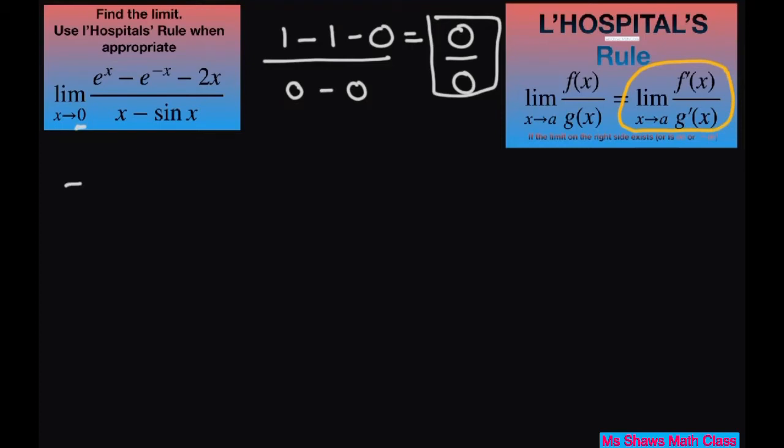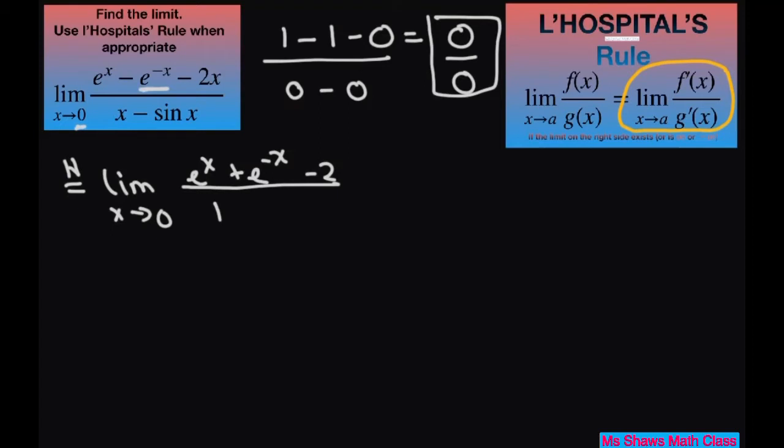And we're going to take the derivative of our numerator and our denominator as x approaches 0. So you take the derivative of e to the x, we get e to the x. Derivative of e to the negative x is just going to make this plus e to the negative x. And derivative of negative 2x is negative 2. Now for the denominator, derivative of x is 1. Derivative of sine of x is cosine of x, but we have minus. So it's minus cosine of x.